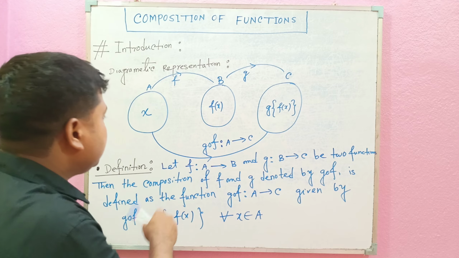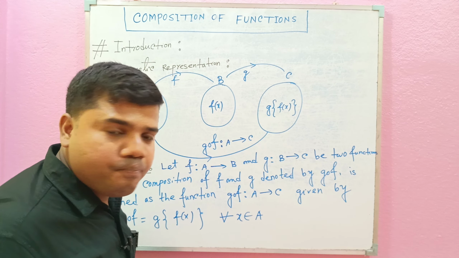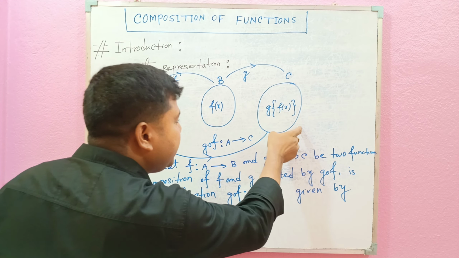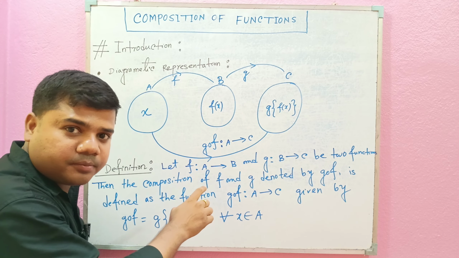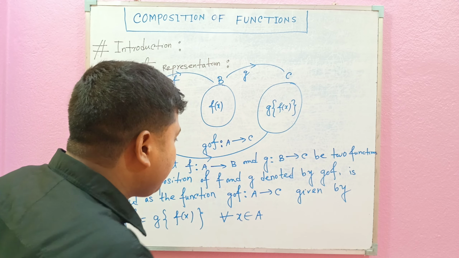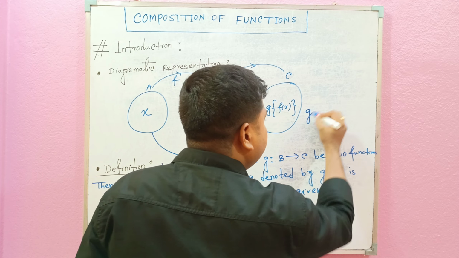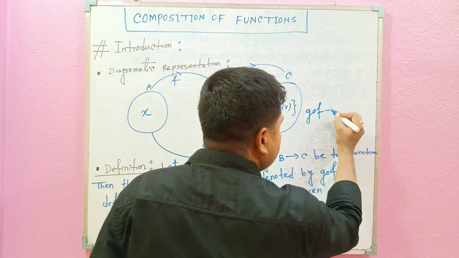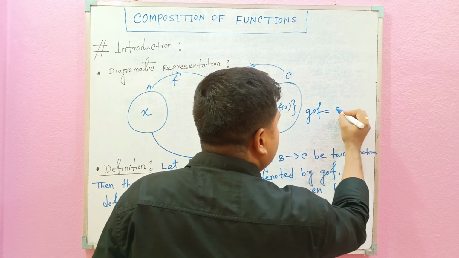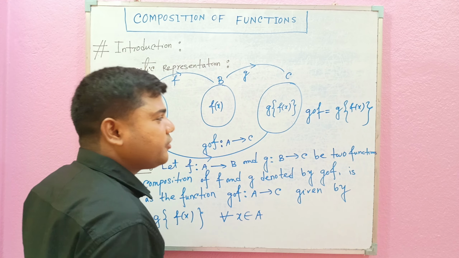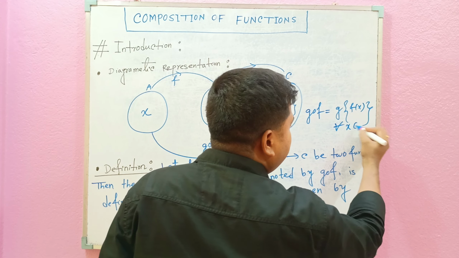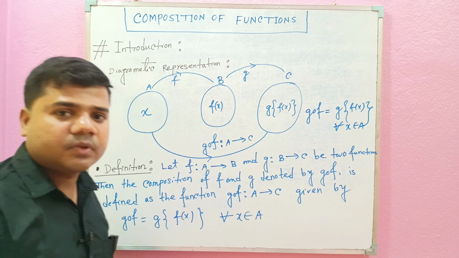In short, the new function from A to C is denoted by g compose f and is defined by g compose f equals the set of (x, g of f of x) for all x belongs to A.